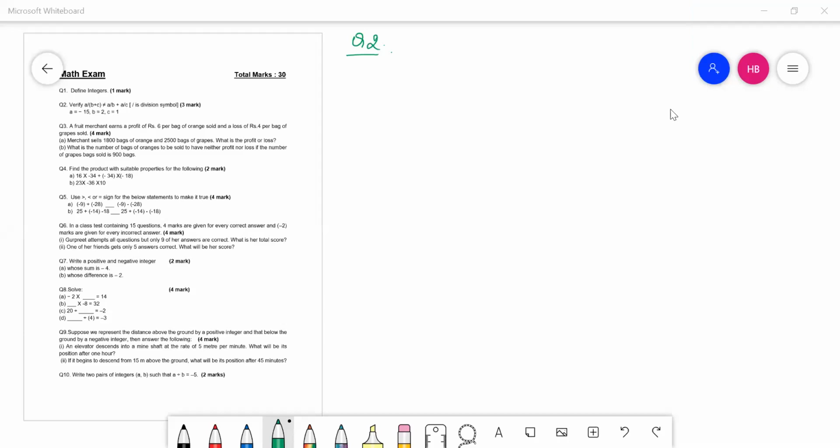Hello everyone. Today we are going to solve your math exam paper. I'm going to explain all the solutions over here. So let's start with question number two.